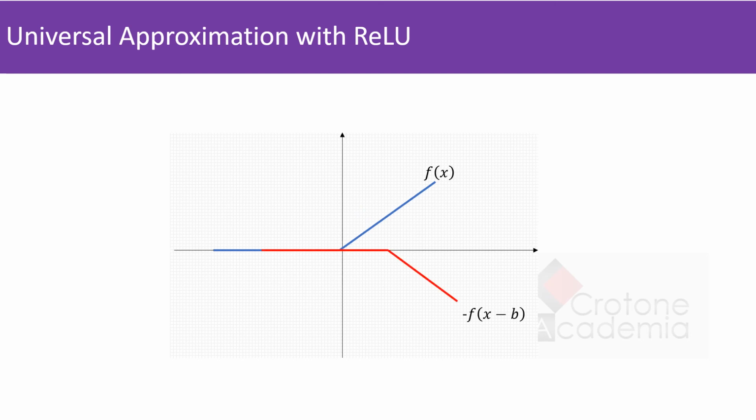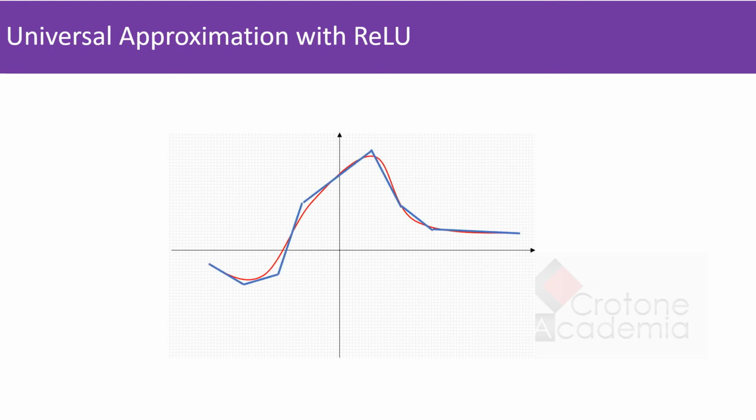Here we have two ReLU functions. The function in red color has been shifted and inverted. When these two functions are combined, the resultant would be a function like the one shown in yellow. This resulting function looks similar to a sigmoid. Likewise, by combining a set of ReLU functions, we can approximate any given function.